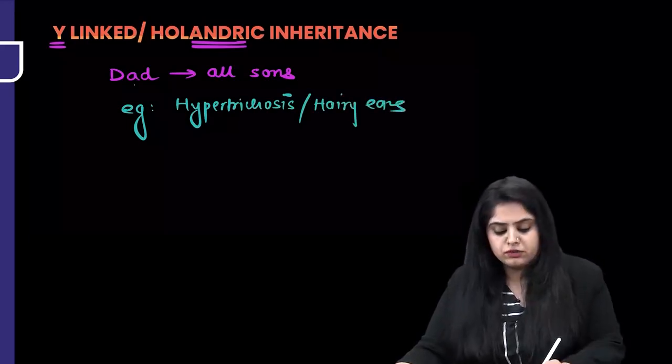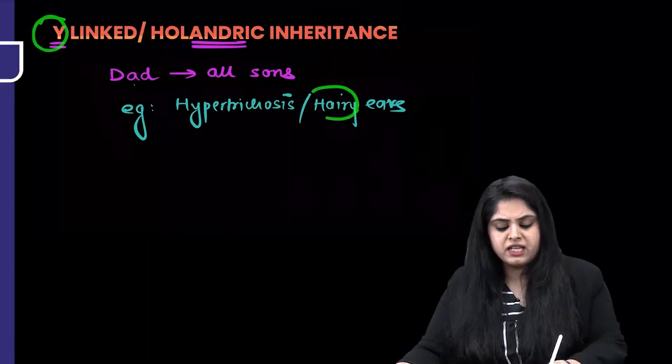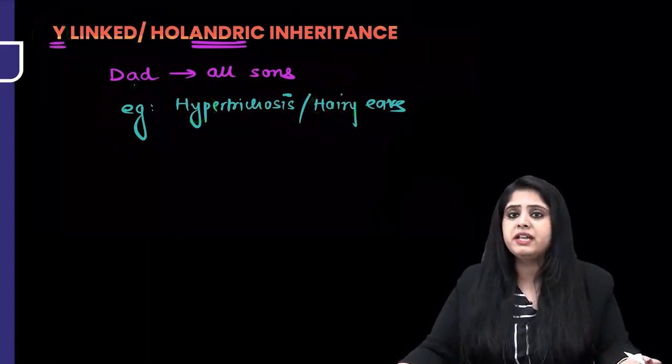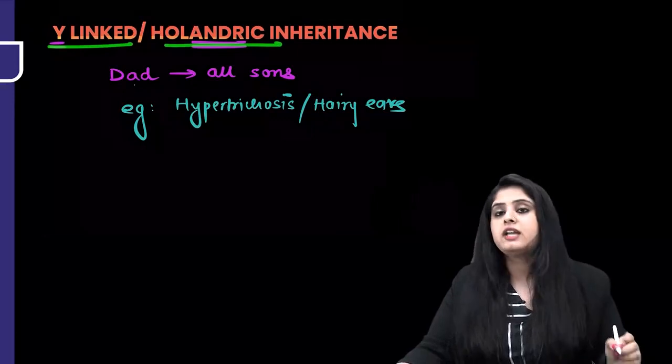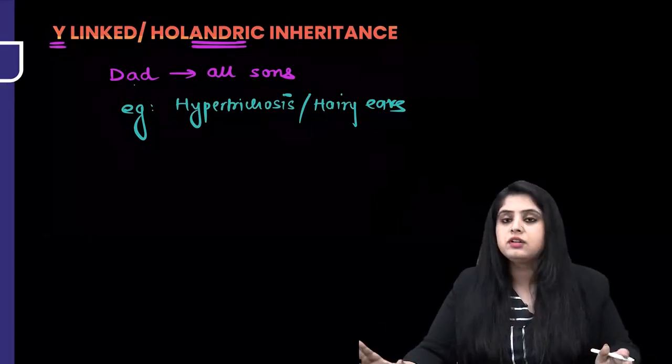Basically something to do with lots of hair. And common sense, men are very hairy, so all these hairy things will go towards men only, na? So Y-linked is going to be Hollandric inheritance. Mendelian disorders comes to an end.